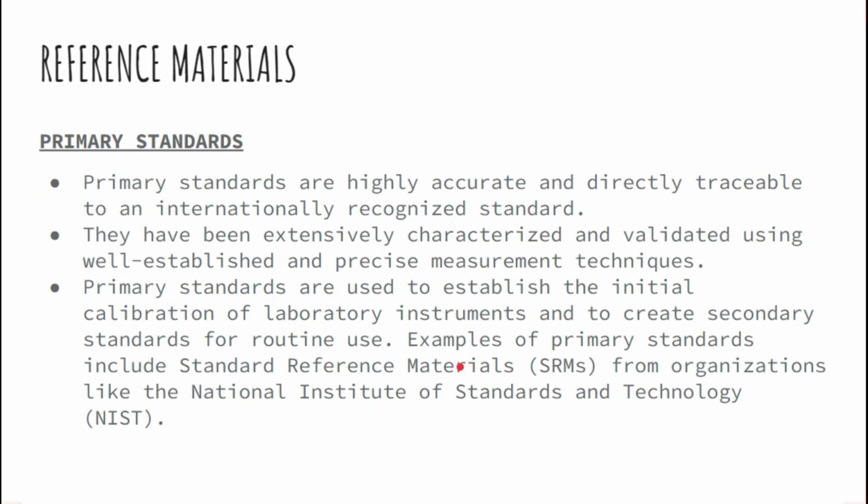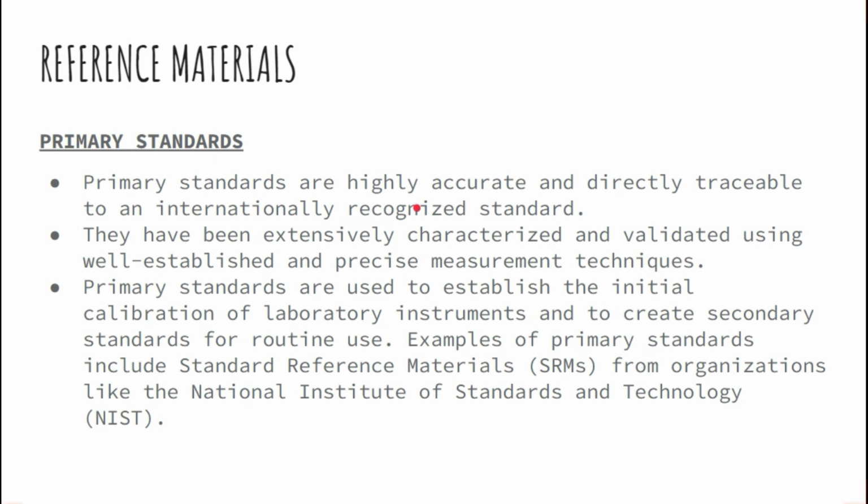Okay, so move tayo to another topic, our reference materials. Still, these are reagents or chemicals. So under the reference materials, we have your primary standards. These are highly accurate and directly traceable to an internationally recognized standard. They have been extensively characterized and validated using well-established and precise measurement techniques. Primary standards are used to establish the initial calibration of laboratory instruments and to create secondary standards for routine use.